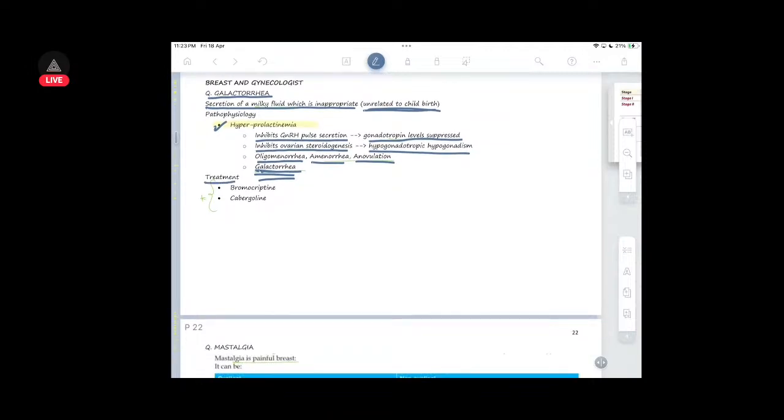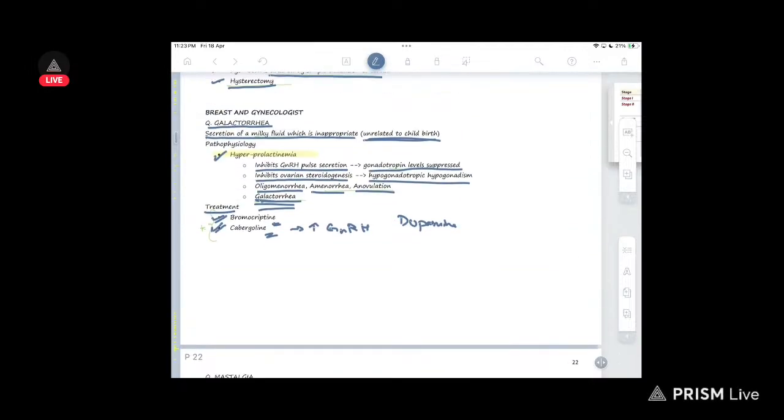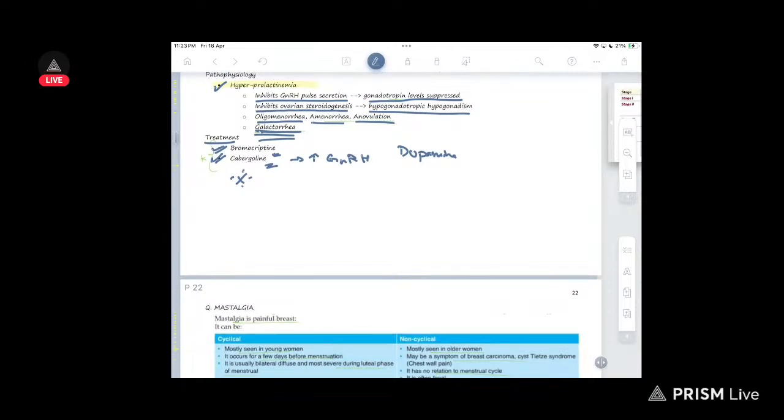So treatment is bromocriptine and cabergoline, which increases GnRH production. Something like that you can see. Bromocriptine is a dopamine agonist. Okay. Bromocriptine, cabergoline. I think they're just GnRH agonist.